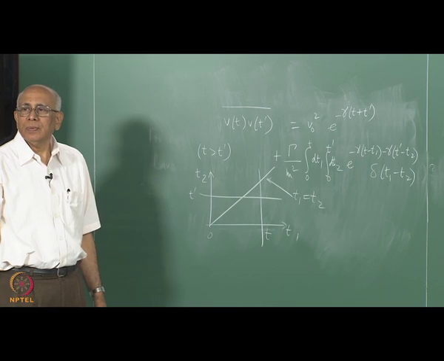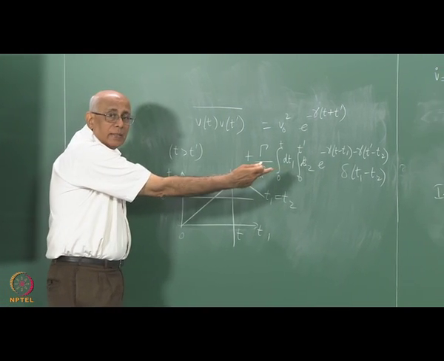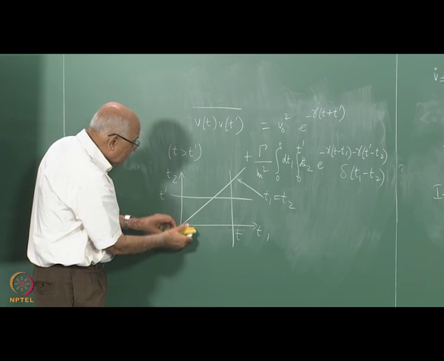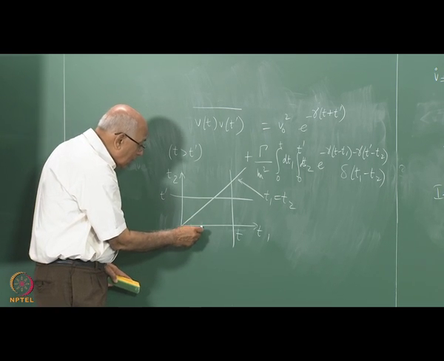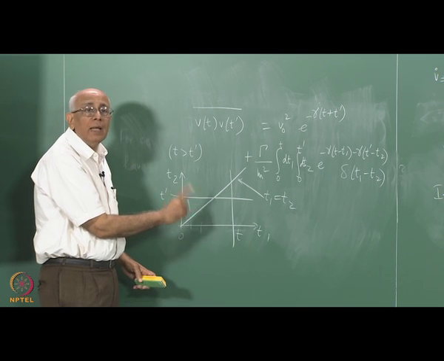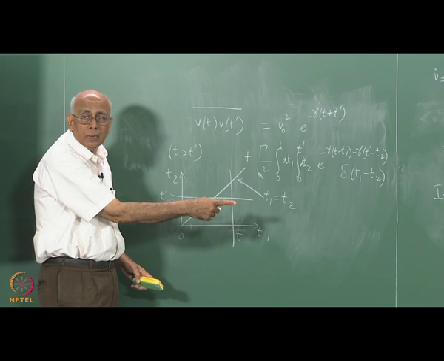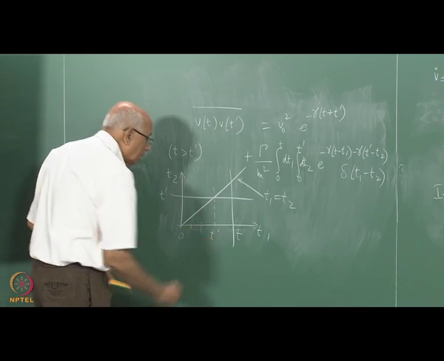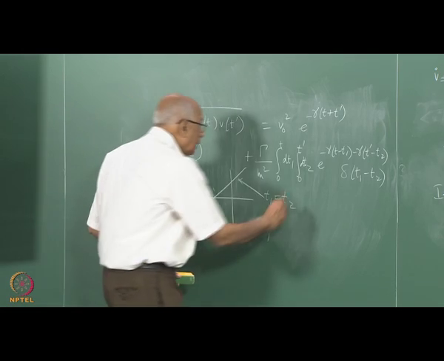Now what does that tell you? It says that you are going to fix a t1 and scan t2. So you fix a t1 and you scan in t2 in this fashion, and of course you hit this delta function. You fix the next t1 and scan, you hit the delta function. And you can do this till t1 hits t prime, and after that you get 0 is the answer. So the integration gets cut off at this point here.